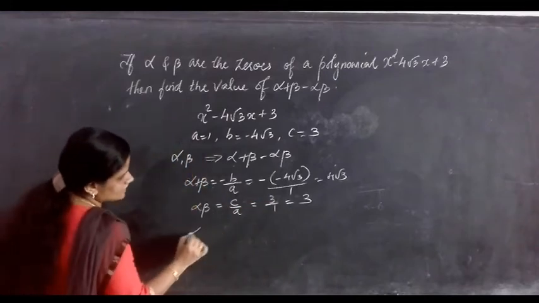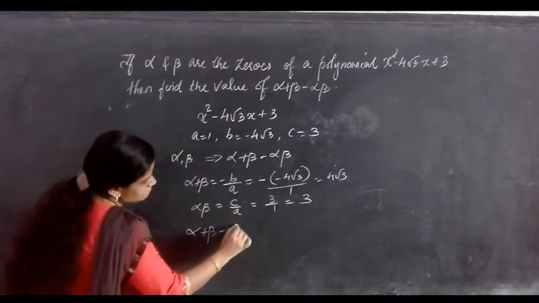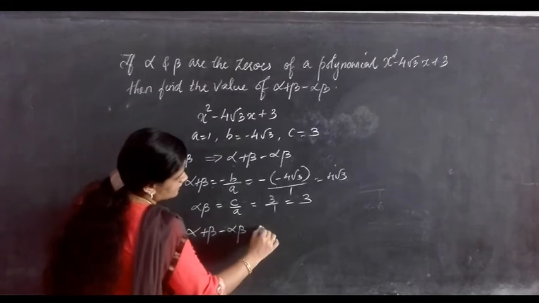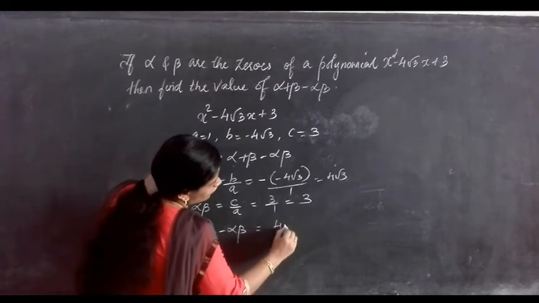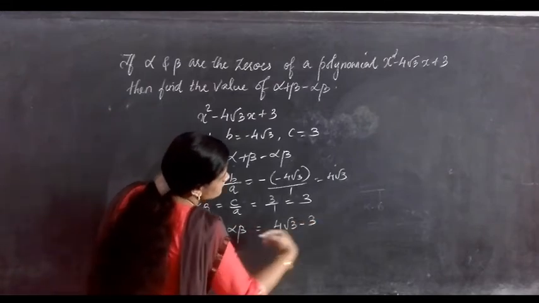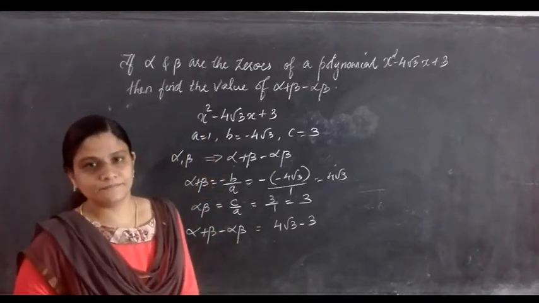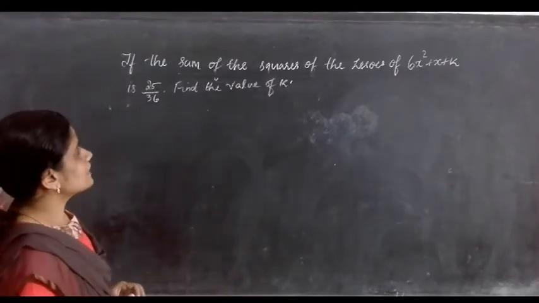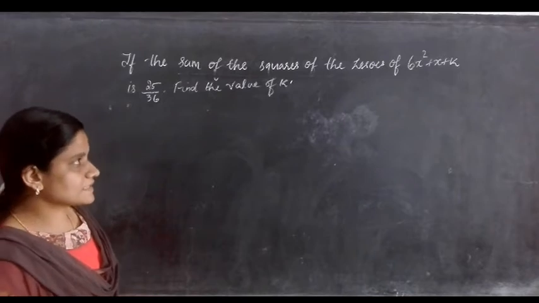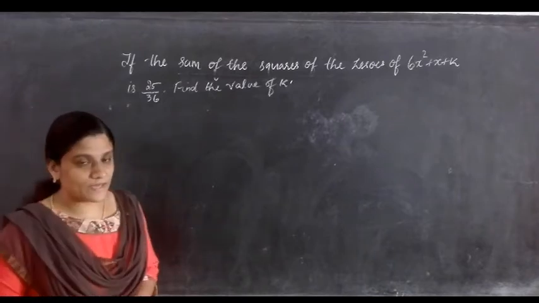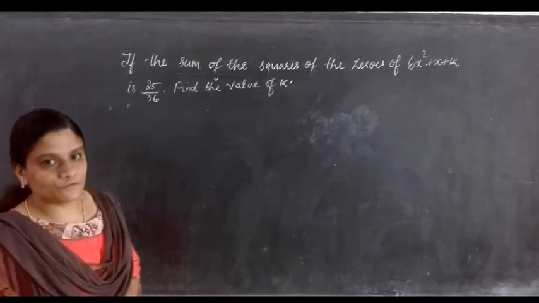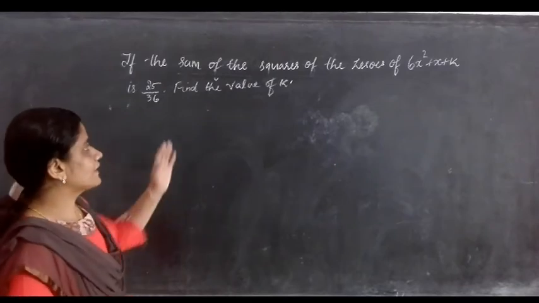Now we will find alpha plus beta minus alpha beta. So what do you have? 4 root 3 minus 3. Okay. Go to the next question. If the sum of the squares of the zeros of 6x square plus x plus k is 25 by 36, find the value of k. So here we have to find the value of k.